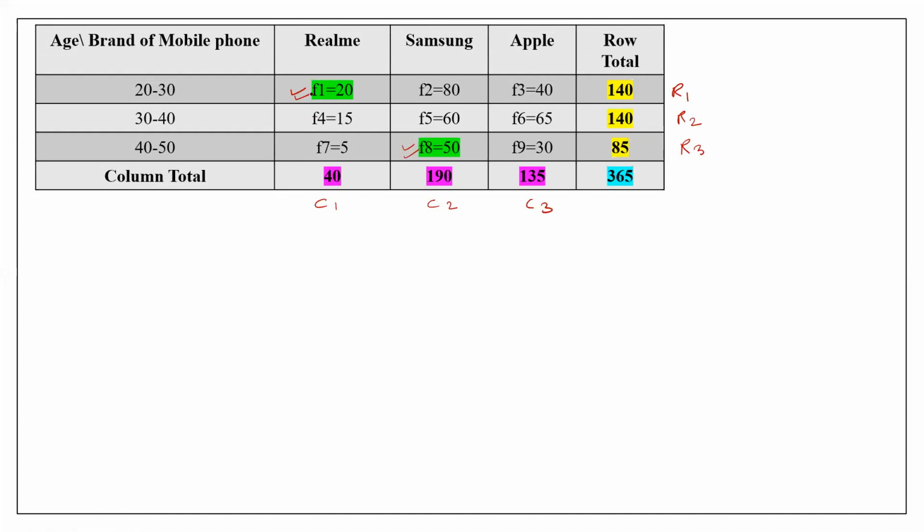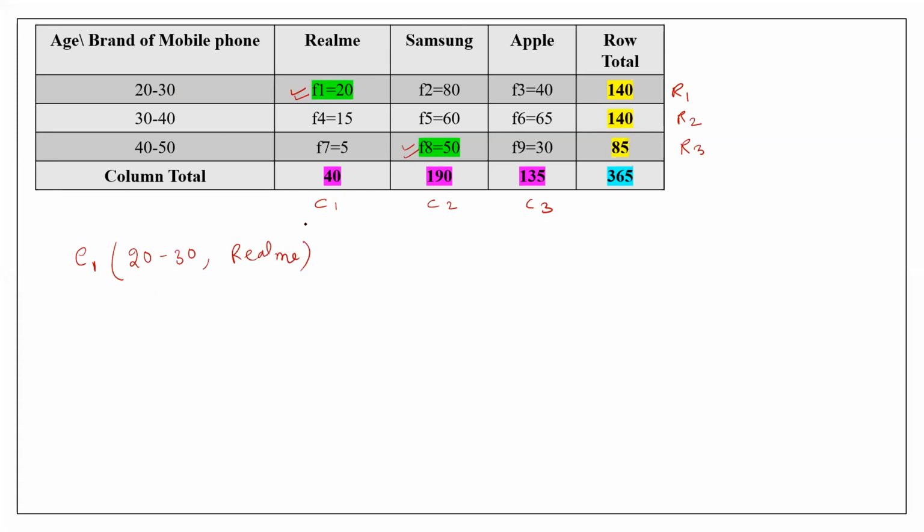Now pay attention. Let's say I want to find the expected frequency for age group 20 to 30. Let me call it E1. I have to find the expected frequency for age group 20 to 30 and the brand of the phone Realme.